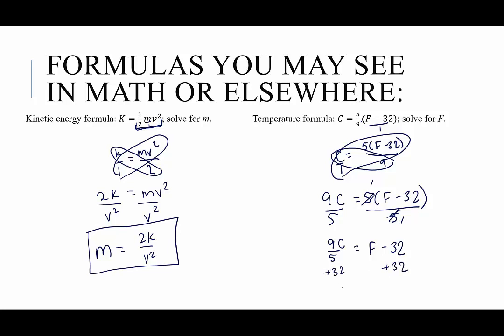Plus 32, and I get my Fahrenheit, woohoo, is 9c over 5 plus 32. So if I'm told that it's 20 degrees Celsius outside, I could say, okay, well, 20 divided by 5 is 4. 4 times 9 is 36, and 36 plus 32 is 68. So then I know it's going to be a nice day. It's going to be 68 degrees Fahrenheit. So this is a really good one to know if you're traveling to another country that predominantly uses Celsius.